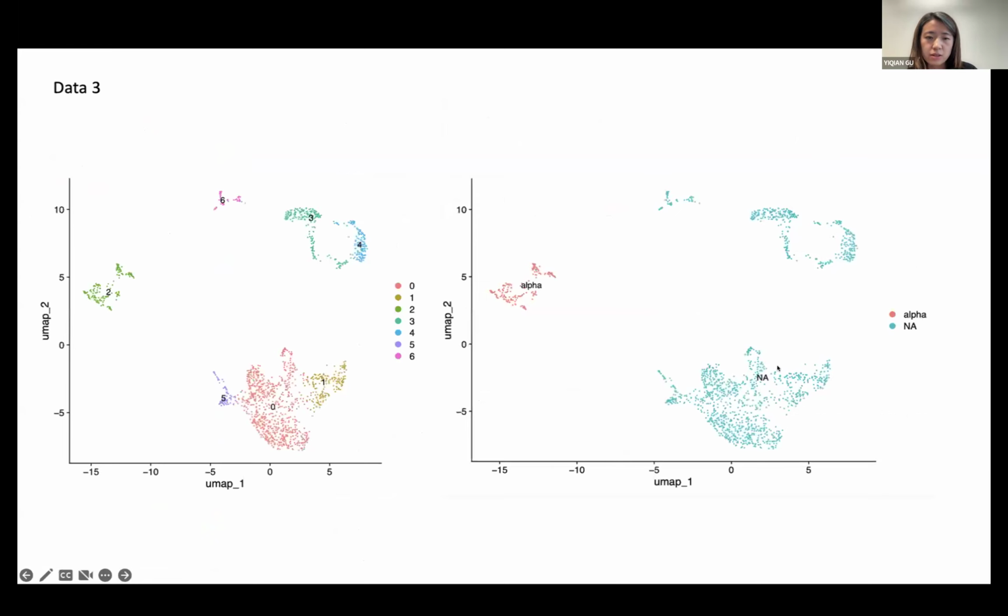So this is my final UMAP of data 3. So then this cluster should be alpha cell, and the rest are not annotated. So that's it, and thank you.